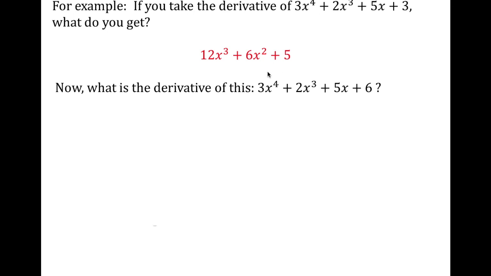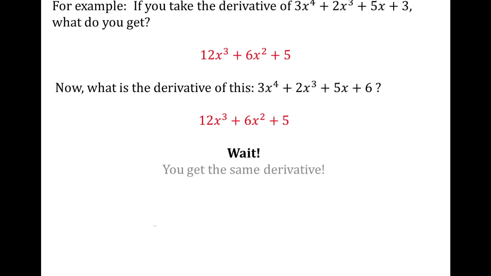Now let's look at a different function. What happens when you take the derivative of 3x to the fourth plus 2x cubed plus 5x plus 6? Go ahead, take a second. Take its derivative. I got 12x cubed plus 6x squared plus 5. Wait a second. You get the same derivative.